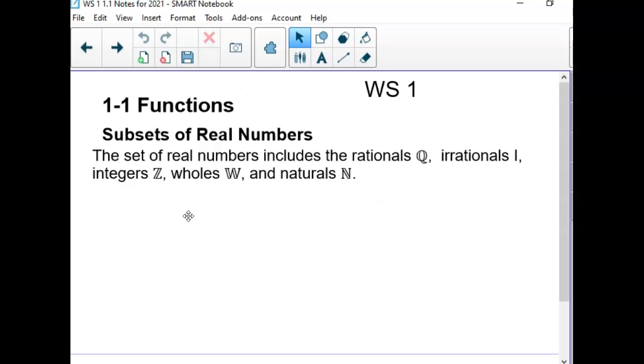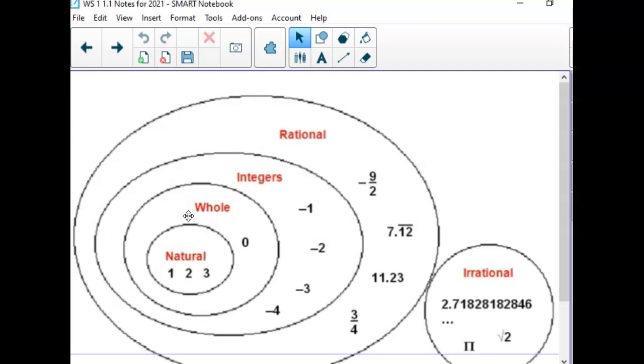Okay, we have used these words already this year, and so I'm just going to go through this real fast. And I don't even care if you take notes on this or not. Natural numbers is how Mama taught you to count: 1, 2, 3, 4. Whole numbers, we add in 0. That's it. Integers, we add the negative natural numbers, okay? Still no decimals and fractions.